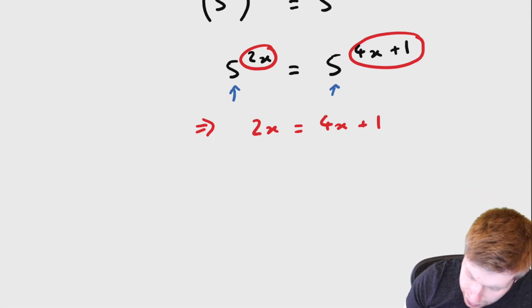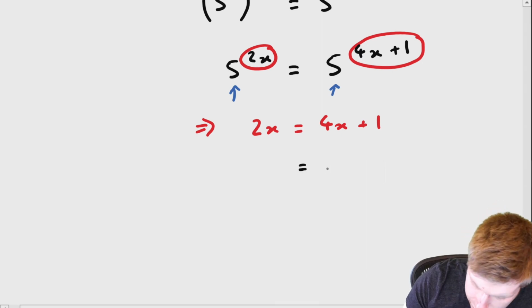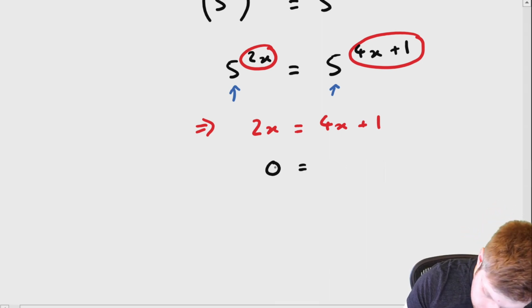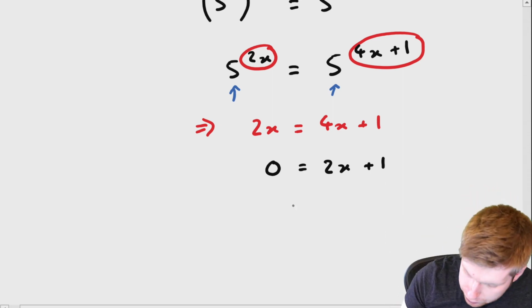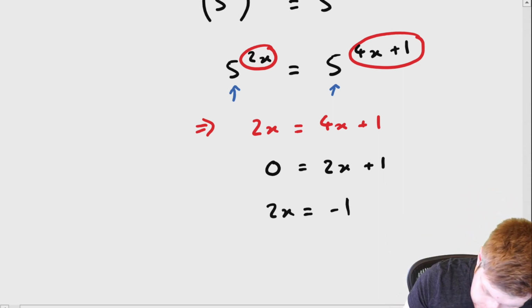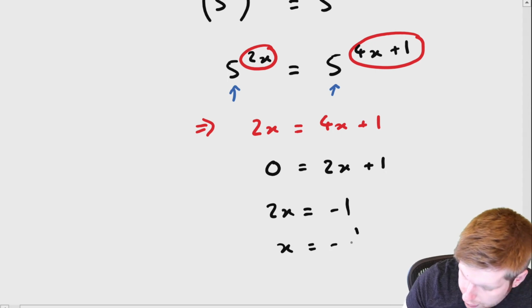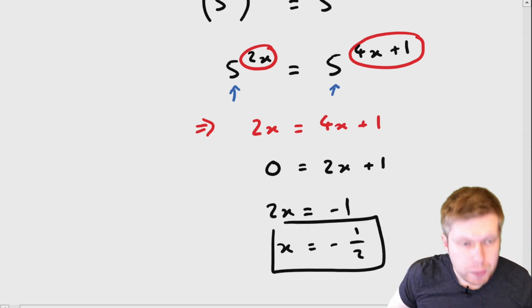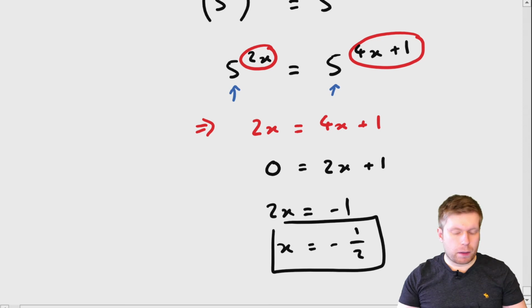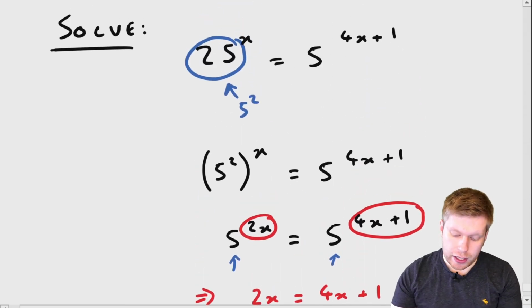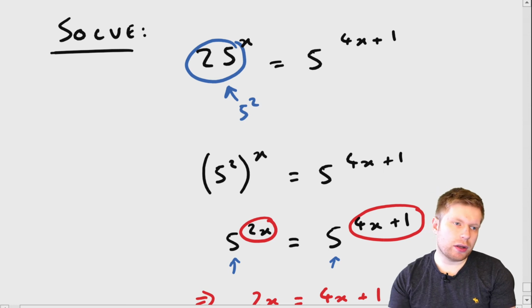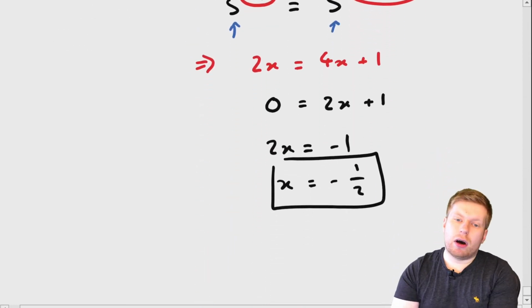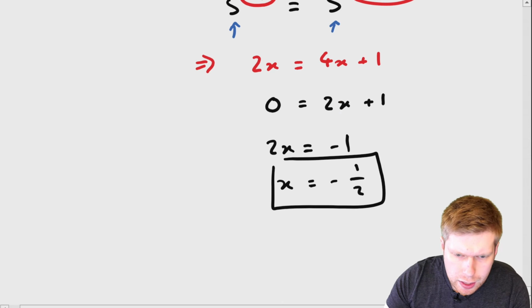Okay, so if I solve this, we can get all the x's on the same side. So I'm going to take away 2x from both sides. So 0 must be 2x plus 1. Then I'm going to take away 1 from both sides. So I'm going to get 2x equals negative 1, which means that x equals negative 1/2. And that will be the solution of this equation. Okay, so if I start off with 25 to the power of something, must be 5 times 4 times that something plus 1, the answer will be negative 1/2. Okay, let's have a look at another example.